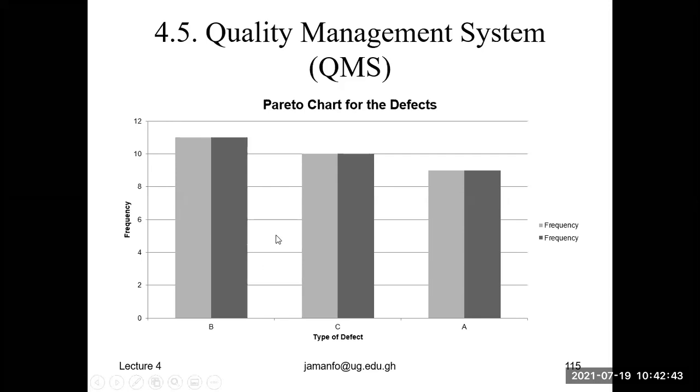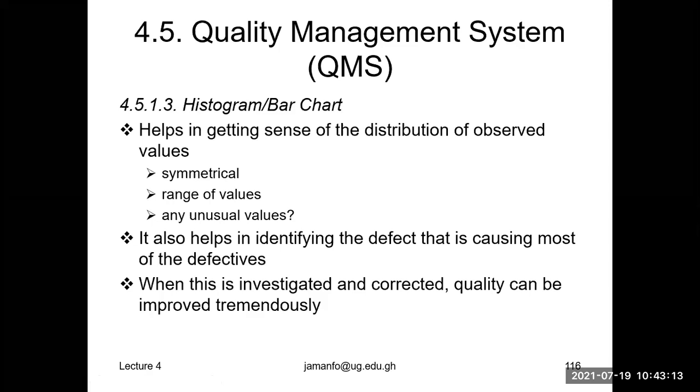So you see, we can have it in ascending order. Is this ascending order or descending order? Descending order. We can turn it so that A comes first, followed by C, followed by B. That would be the ascending order. This is a descending order, and this is a Pareto chart.